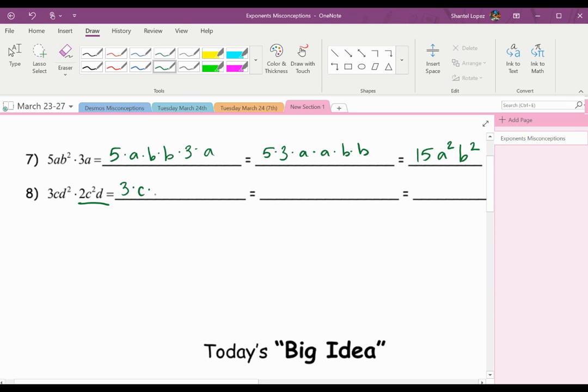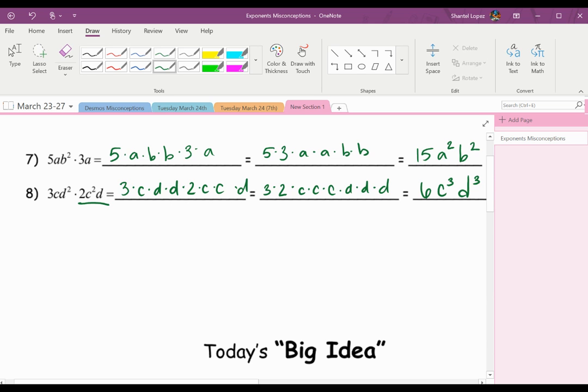3 times C times D times D times 2 times C times C times D. Bring our numbers to the front: 3 times 2 times C times C times C times D times D times D. Now 3 times 2 is 6. I have 3 C's and I have 3 D's. So my final answer would be 6 times C to the power of 3 times D to the power of 3.